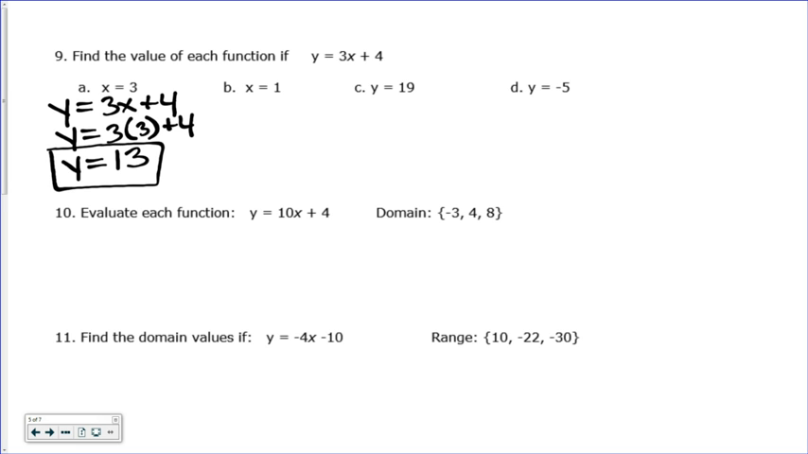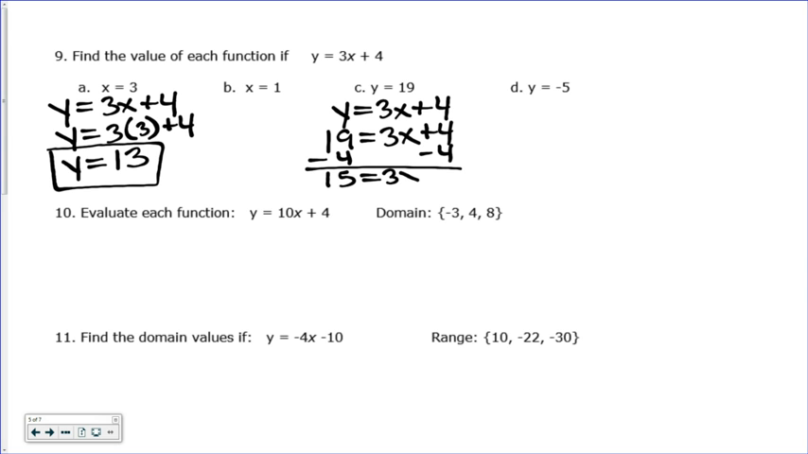It works the same way. If you're given the range, you can solve for the domain. So I'm going to start with my original function, and I'm going to substitute 19 for y, or 19 for the range. Okay, two-step equation, subtract 4 from both sides. I get 15 equals 3x, divide by 3, and my input value, or my x, is going to be 5. Number 12.